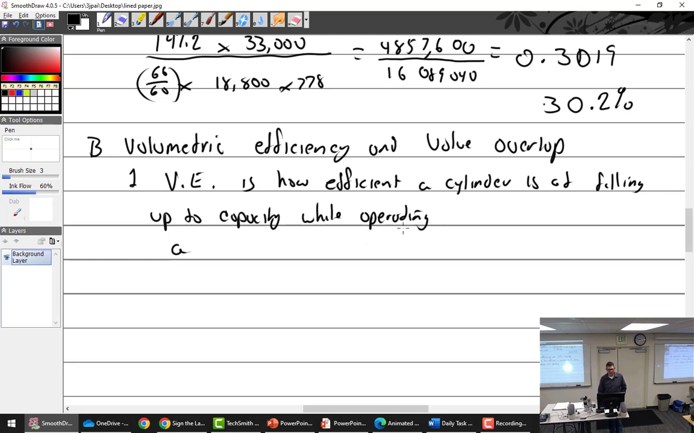I say while operating because obviously when the engine is sitting still, it will equalize, and that doesn't count.